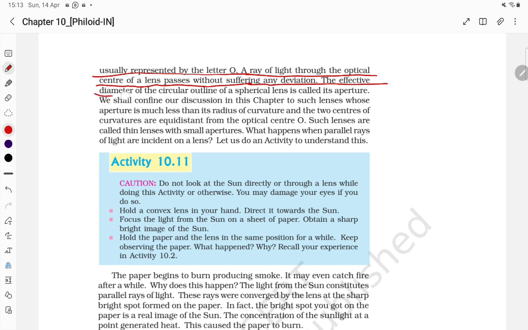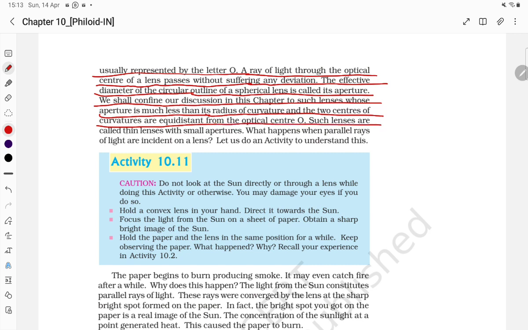The effective diameter of the circular outline of a spherical lens is called aperture. We shall confine our discussion in this chapter to such lenses whose aperture is much less than its radius of curvature, and the two centers of curvature are equidistant from the optical center O. Such lenses are called thin lenses with a small aperture.